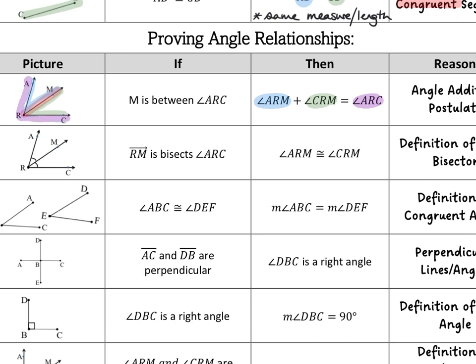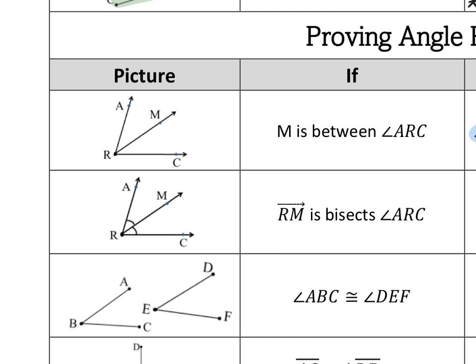Let me make my drawing a little clearer because that was not very clear. So you've got your big angle ARC, you've got your small angles ARM and MRC that make up that big angle, and we know that because this little segment here in the middle is between it. That's the given. If you have a point in between the angle, then the two angles created by connecting those lines together add up to the big one, just like the segment addition postulate.